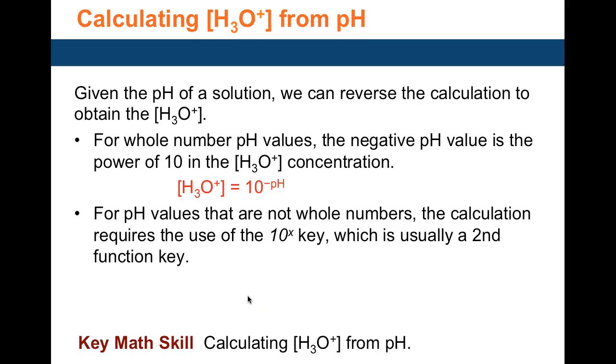All right, what happens if you are given the pH and asked to find out the H3O plus? Then you have to do the reverse. That means you are going to do the anti-log. The anti-log takes this form: 10 to the negative pH. So 10 raised to negative 5 will give you an H3O plus of 1 times 10 to the negative 5. That involves using what is called the second function key. You press second function and then the log key, and then you get the answer.